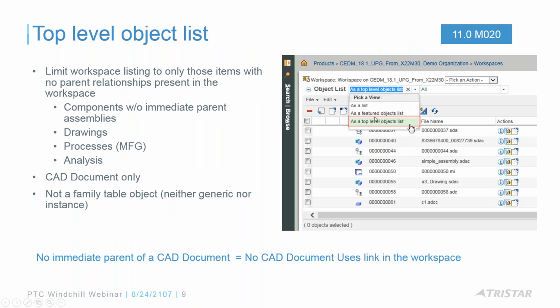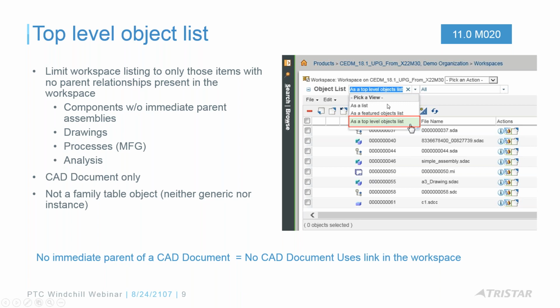PTC also added, and this was back in M030 again, another option to look at objects within your workspace. And this is quite handy because when I have a lot of parts in the workspace, sometimes I'm just interested in parts that are either top-level assemblies or just drawings, or maybe just parts that don't have any parents. They're just single parts. So they're not used in any parent assemblies yet. So sometimes I might want to just filter out and show only those relevant components.